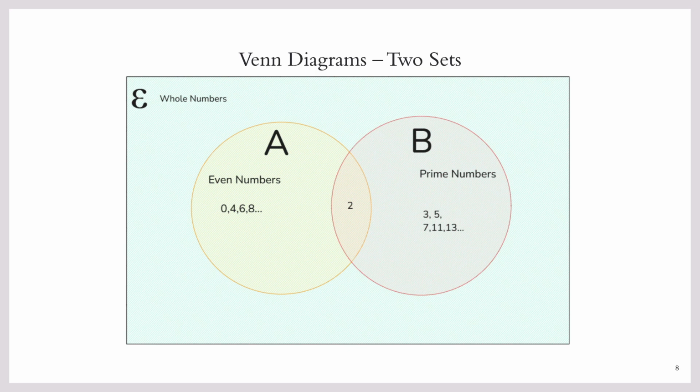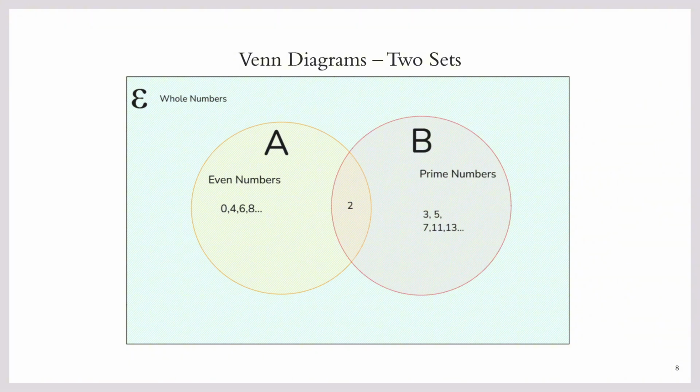The way to draw a Venn diagram is to draw a rectangle that would contain our universal set, and then inside we draw each set as a circle, and each set would have its elements. For example, the prime numbers that are part of the whole numbers would be 3, 5, 7, 11, 13, and so on and so forth. It is important to note that 2 is also a prime number.